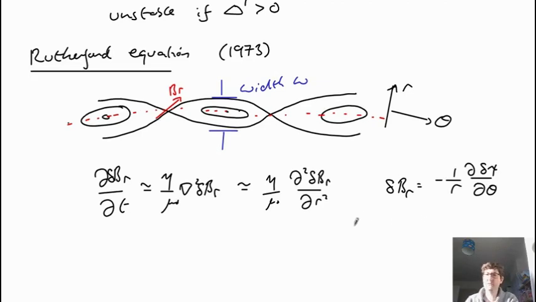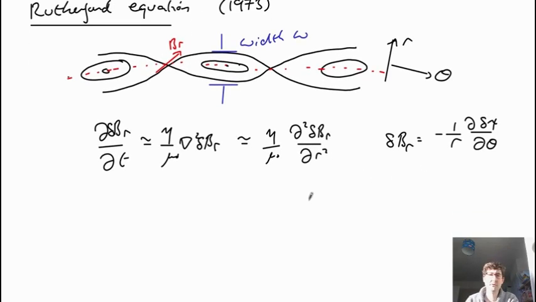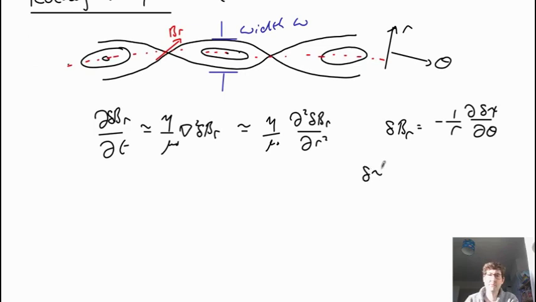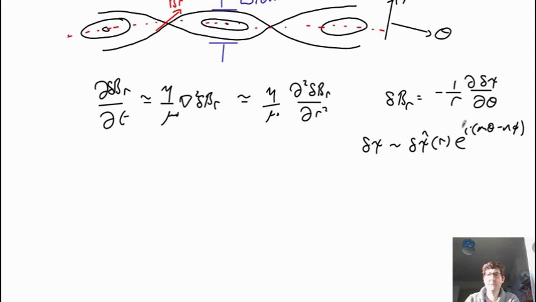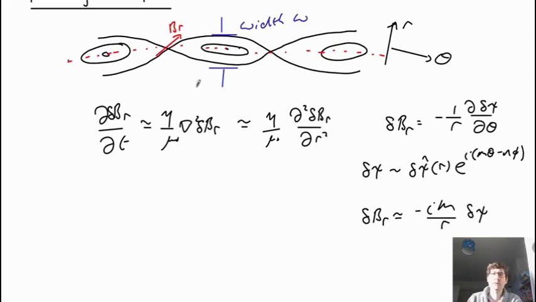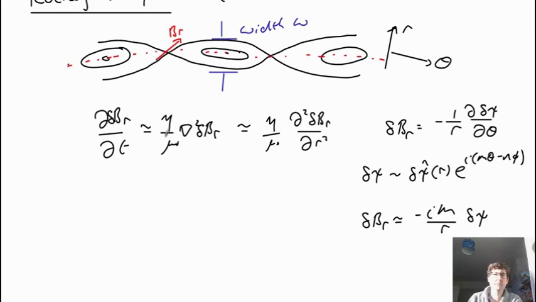And if we assume a sinusoidal variation, so we just say that delta psi is like some radial function times e to the i(m theta minus n phi), so that's a sinusoidal perturbation, then this d by d theta just becomes an im. Okay, then we're going to do a simple calculation here, so I'm not going to go through the full derivation because it takes a very long time. So here we'll just look at a more heuristic calculation.